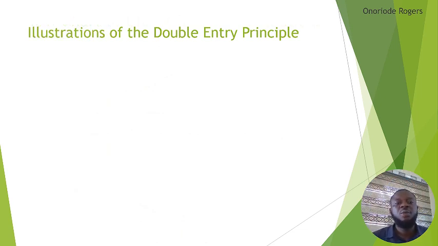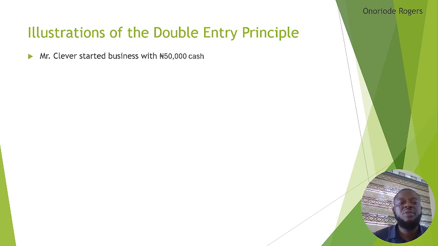Illustration of the double entry principle using some examples. Let's do some illustrations. So Mr. Clever started business with 50,000 naira. That means Mr. Clever gave the company 50,000 naira. That means Mr. Clever's pockets reduced by 50,000 naira and the company's assets increased with 50,000 naira cash.